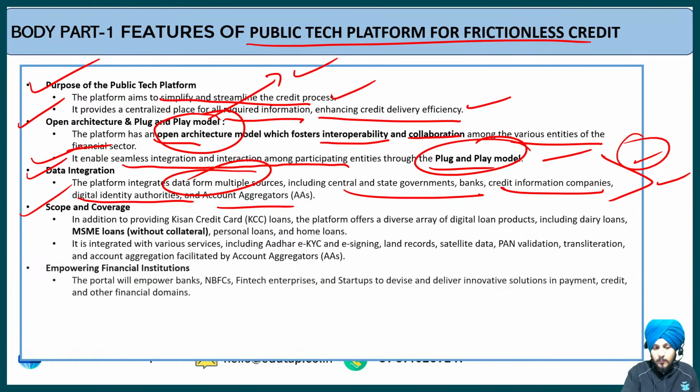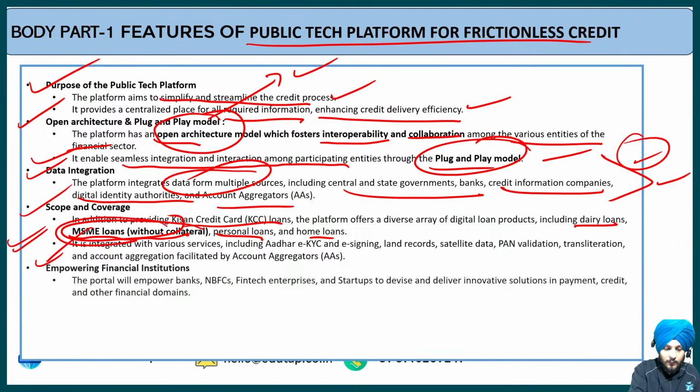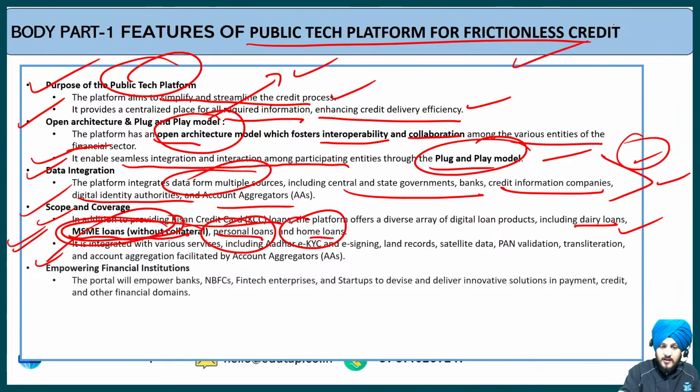So in addition to providing Kisan credit card loans, the platform offers a diverse array of digital loan products, including dairy loans, MSME loans without collateral, personal loans and home loans. So it means that this platform will not only help the farmers but also the entrepreneurs or the business stakeholders who want to establish an MSME, and it also provides for personal loans and home loans. So all these facilities will become easier. The loan disbursement process will become easier with the public tech platform for frictionless credit of RBI.